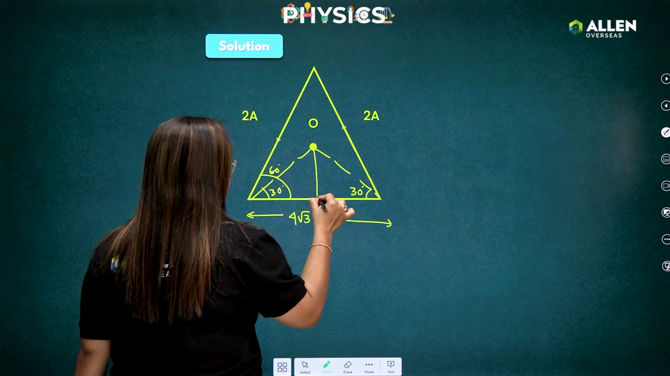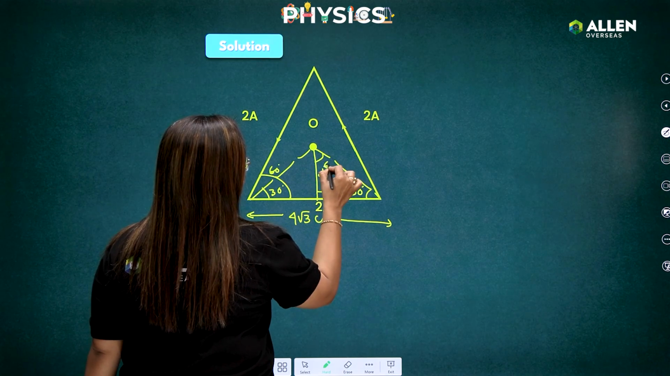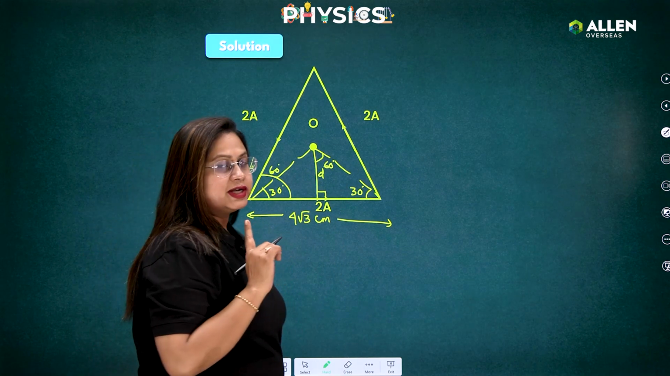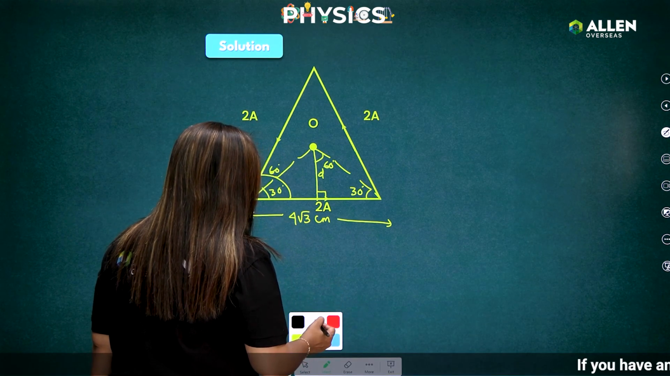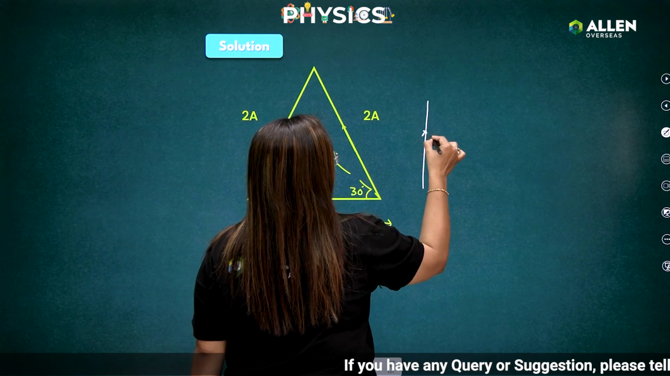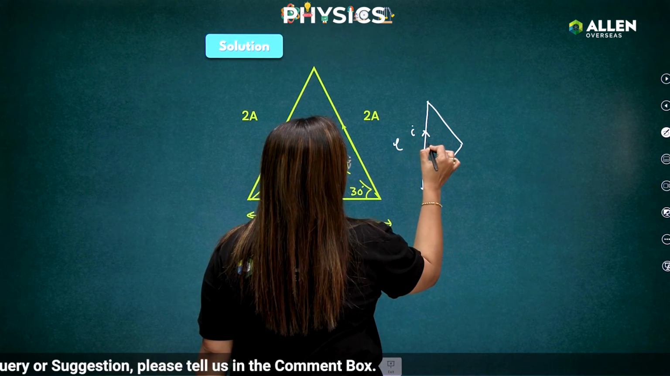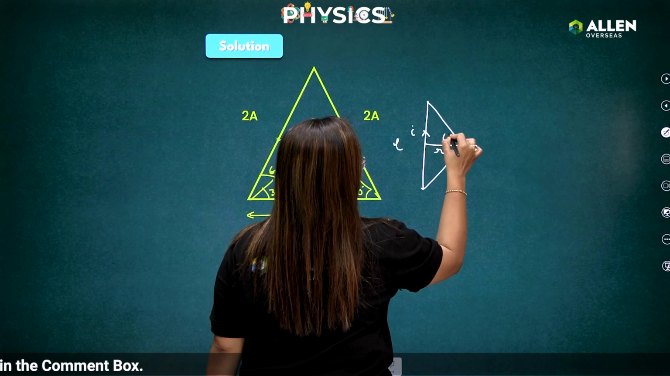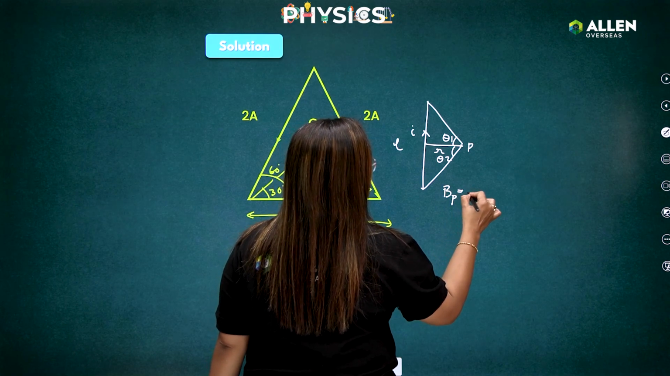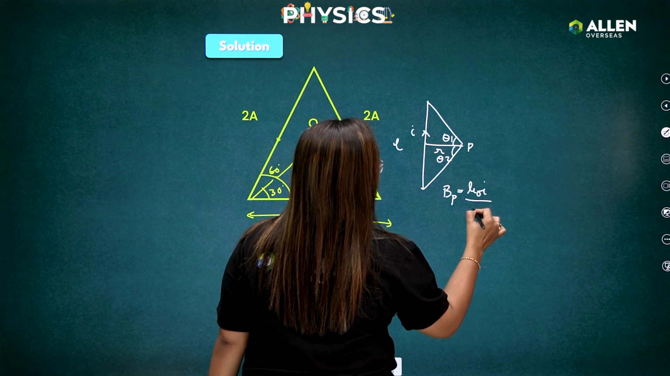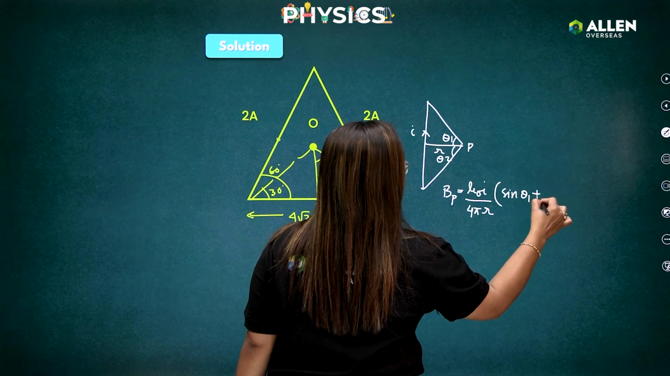So if I draw a perpendicular at this point, let the length of this perpendicular be d and this angle is 60 degree. You know that for a single current carrying conductor of finite length L, at a perpendicular distance r, if this is a current carrying conductor of finite length L and this angle is theta 1 and this is theta 2, at the point P we find the magnetic field as mu naught I divided by 4 pi r times sine theta 1 plus sine theta 2.